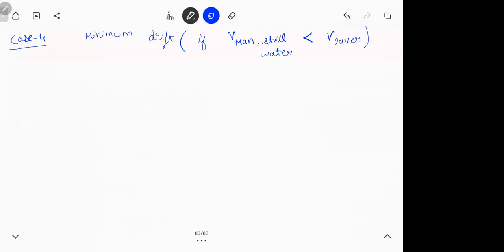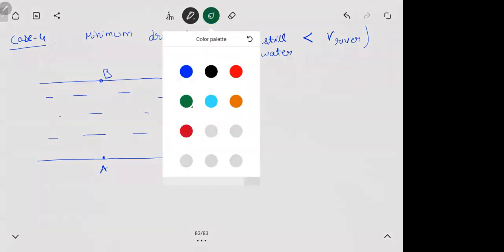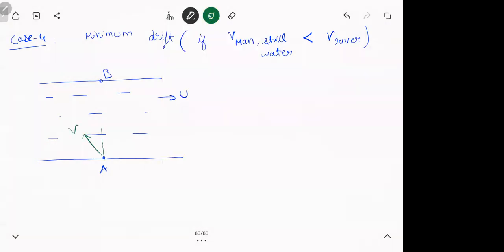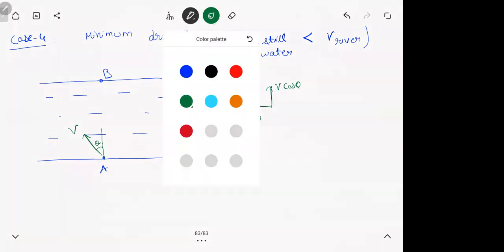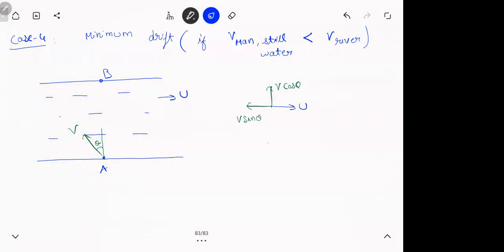Meaning, see, if the man's speed is less than the river's speed, then what is the minimum drift? Let's say the river is going with you. This is A, this is B. Again, we started the same thing. Let him go toward B at angle theta. If you look at the components here, this will be V cos theta, V sin theta. The river is pushing him with U. So what will be the resultant? V cos theta, and this will be U minus V sin theta.